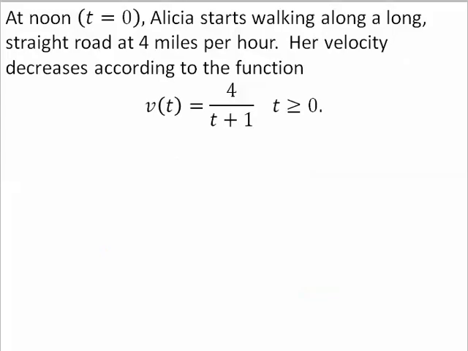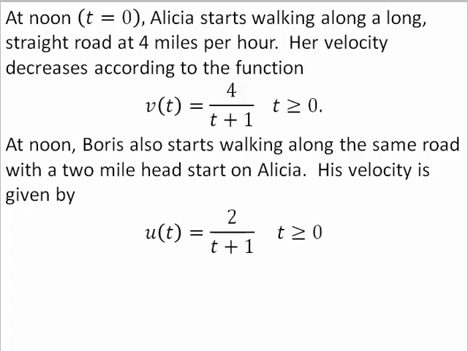6.1.48. At noon, t equals 0, Alicia starts walking along a long straight road at 4 miles per hour. Her velocity decreases according to the function v of t. At noon, which is the same time, t equals 0, Boris also starts walking along the same road with a 2-mile head start on Alicia. His velocity is given by u of t.